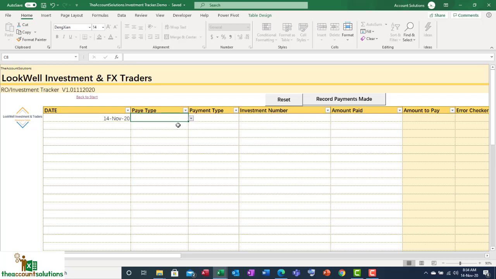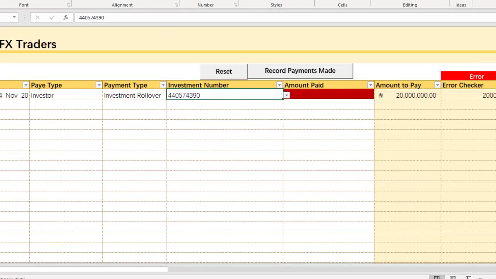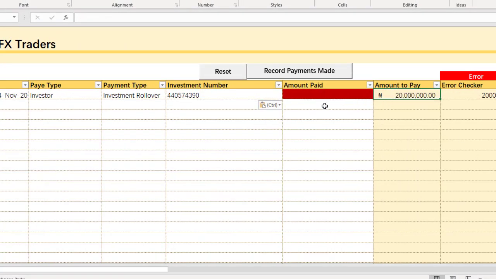Now the payee type is investor, payment type is investment rollover. And the investment ID is this, the investment number. So you will see the amount to pay is 20 million. Now, using the word paid doesn't mean you've paid the money back to the investor, it's just a way of writing off this particular amount from this investment number. It means you've rolled it over into a new investment. So just type 20 million.